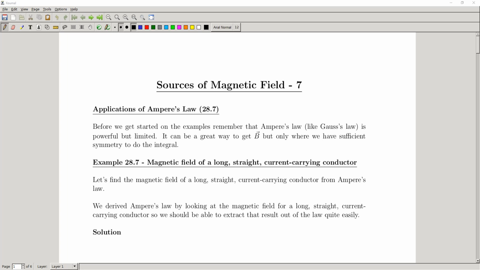Okay. So we're going to start off, but before I start with the actual examples, I just wanted to note that Ampere's law, although it's powerful, and we're going to see its power as we do these examples, is much like Gauss's law in the fact that its applications are somewhat limited. We can only really use Ampere's law in situations where there's enough symmetry that we can do the integral easily enough to make it worth doing, right?